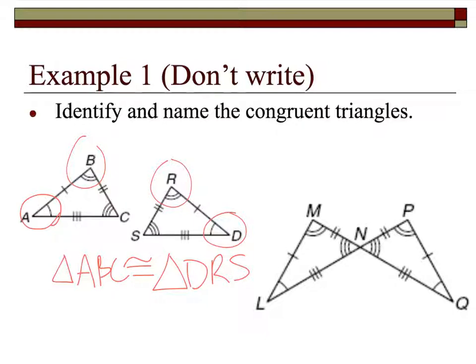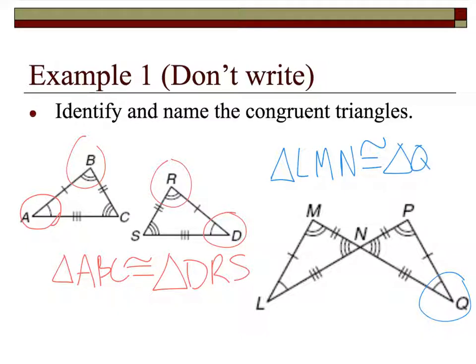So again, I'm going to just write one triangle out, okay? If my pen, there we go, now it writes. So let's go with LMN. LMN is congruent to triangle. Well, which angle matches up with L? One tick mark, that's Q. Two tick marks for M, that's going to be P. And then our last one is N.